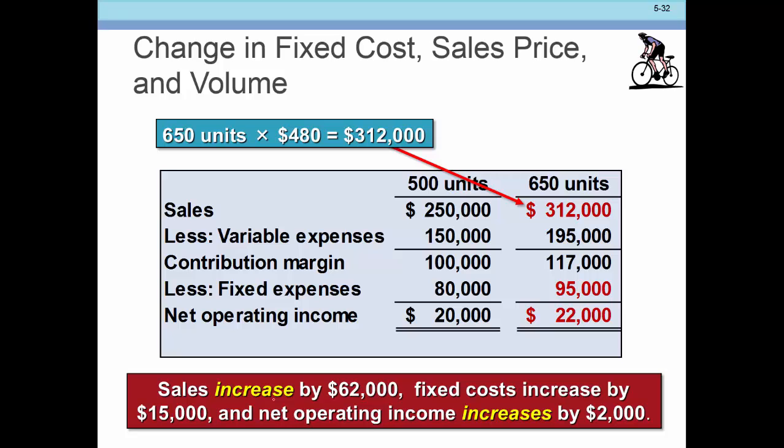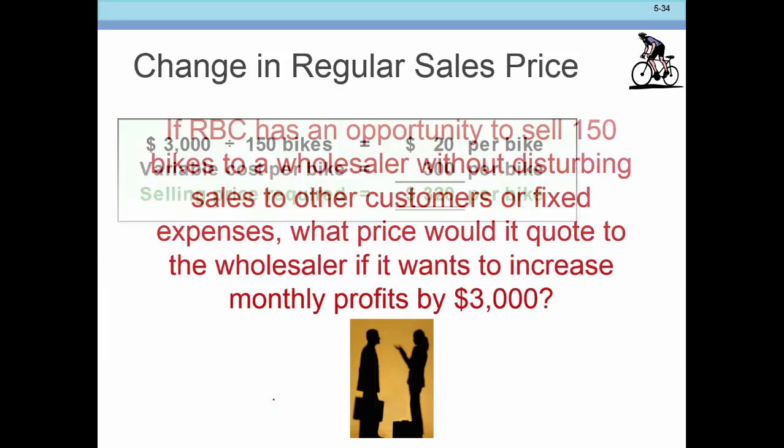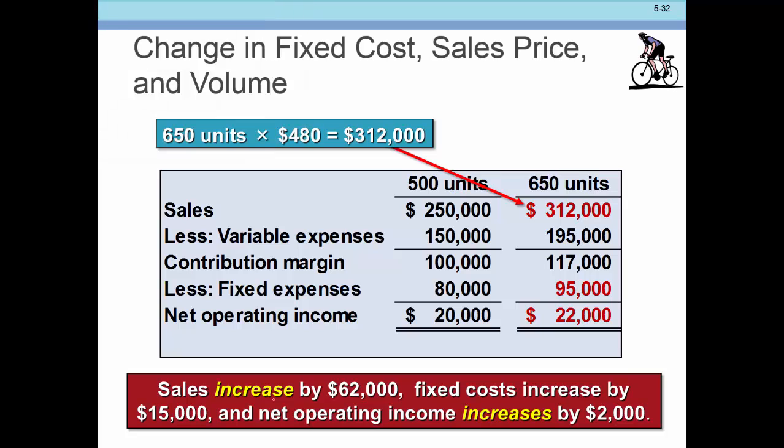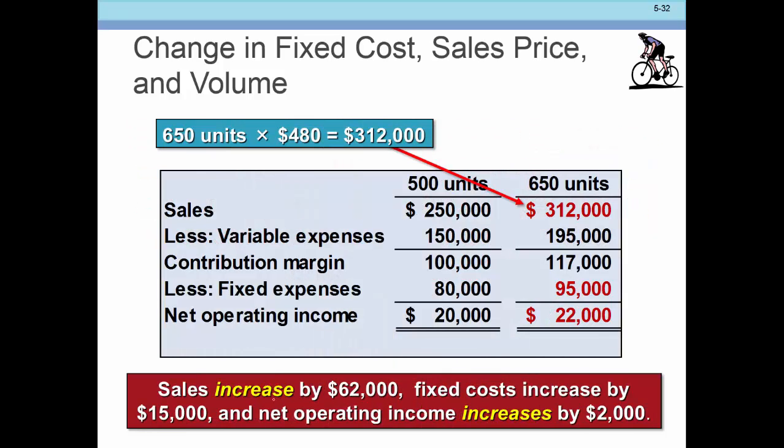Is it 1 month? If it's for 1 month, then yeah, because in the long term, where are we? I'm lost myself now in this slide. What is the profit if it cuts its selling price by $20 per unit and increases the advertising budget by 15,000? Yeah, this is per month. So you're going to get 2,000 more per month. That's 1 month. So how many months do you want to do this for?